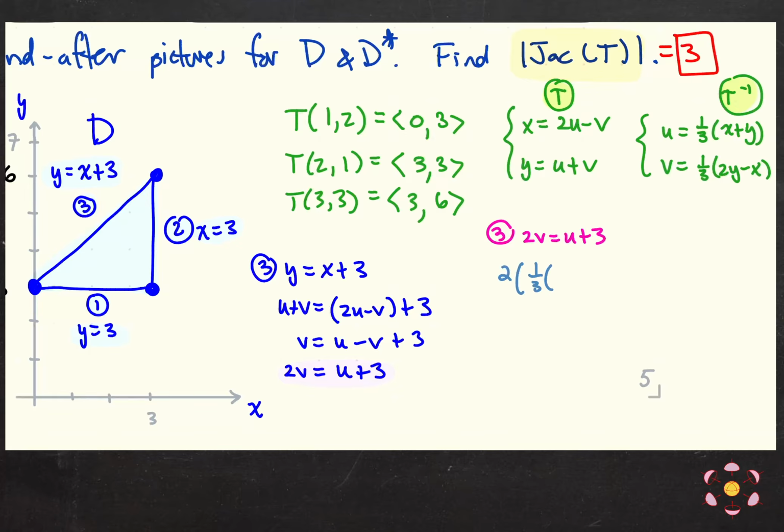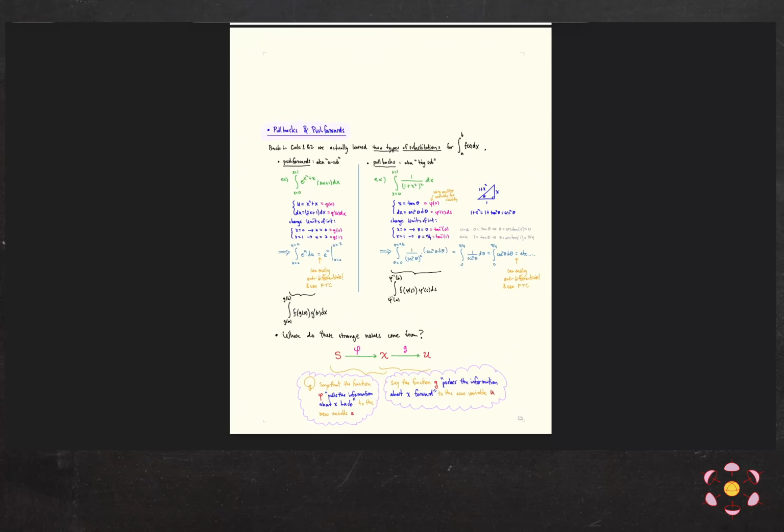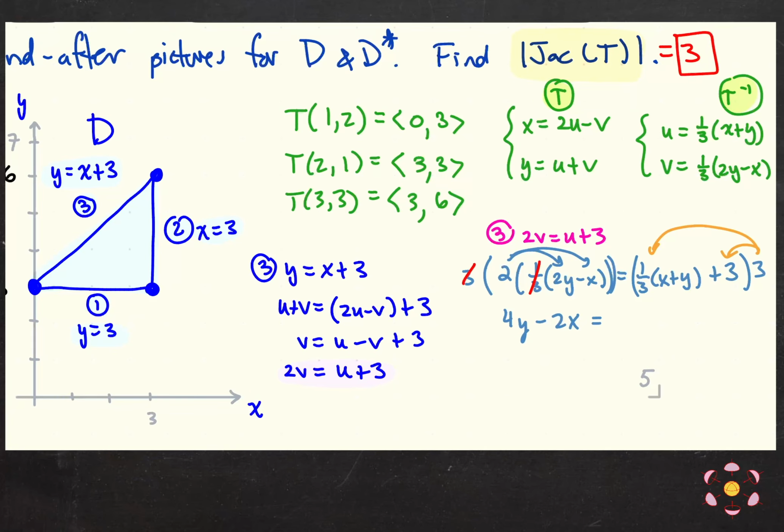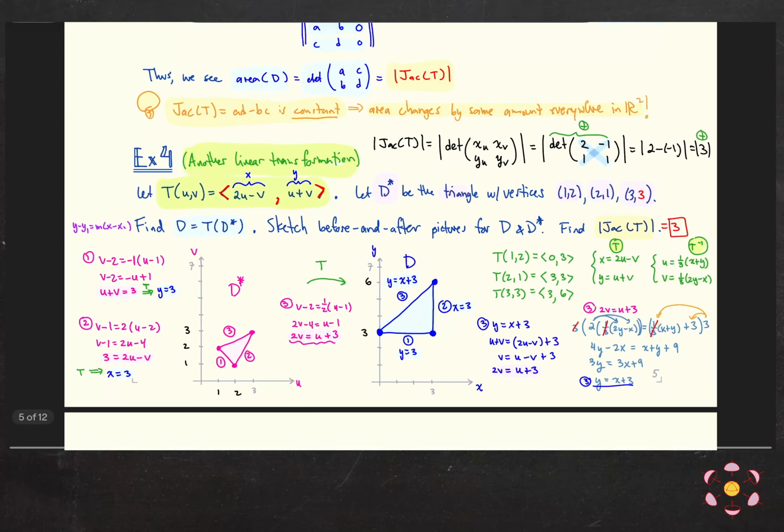I'm going to multiply everything by 3. So the 3's cancel on this side. Distribute the 2, I'll get 4y minus 2x. On the other side, distribute the 3. This one cancels out, and then I've got x plus y, but then I've got 3 times 3, which is 9. If I subtract y from both sides, I've got 3y. If I add 2x to both sides, I've got 3x plus 9. Divide everything by 3, and this gives us curve 3, as claimed. Okay, awesome. So I'm going to pause the video here. See you in the next one.